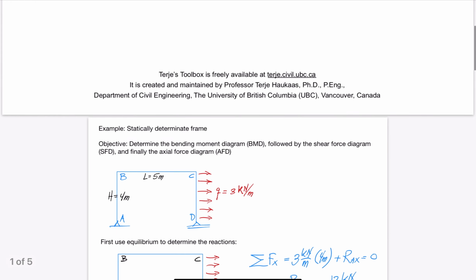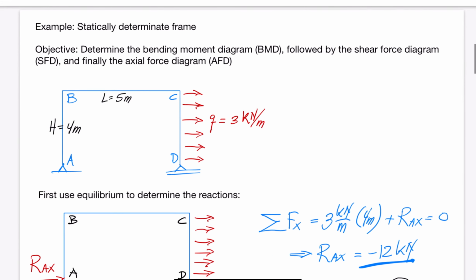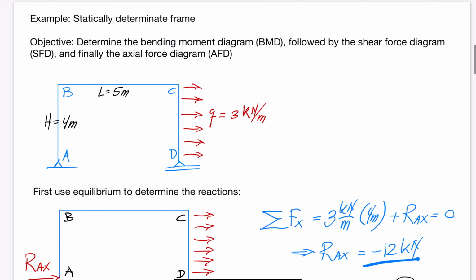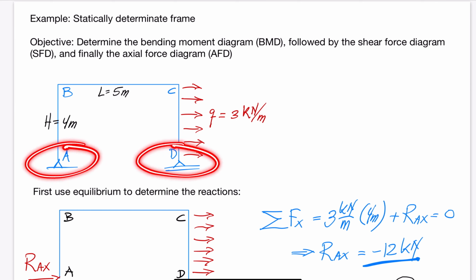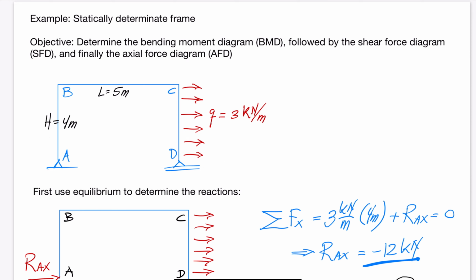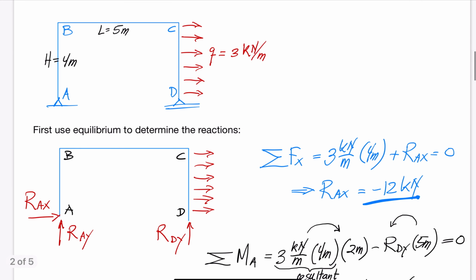This example is a portal frame with 2 columns and 1 beam. Notice the pin support at the lower left side and the roller support at the lower right side. Those support conditions imply that the frame is statically determinate. We calculate the degree of static indeterminacy in the course on statically indeterminate structures. The general procedure for analyzing statically determinate structures is to start by calculating the reaction forces.